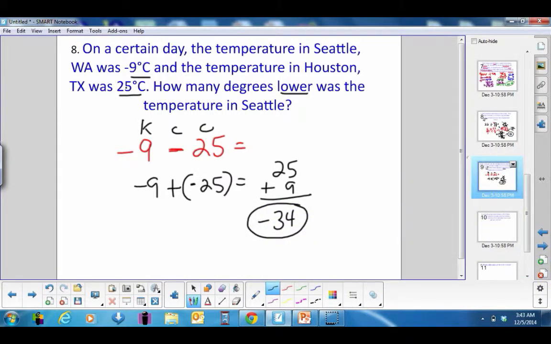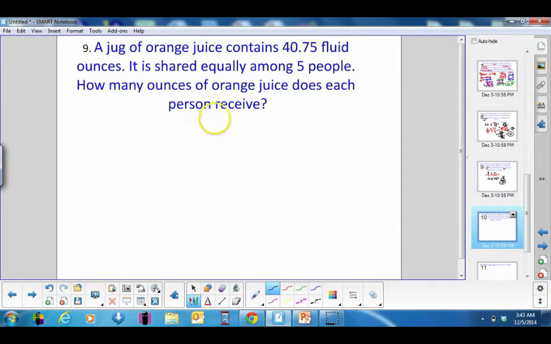Okay, moving right along. Alright, number 9. A jug of orange juice contains 40 and 75 hundredths fluid ounces. It is shared equally among 5 people. How many ounces of orange juice does each person receive?